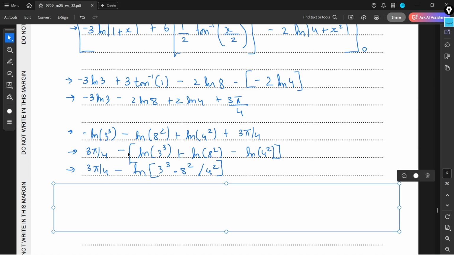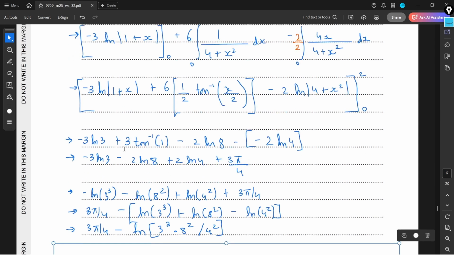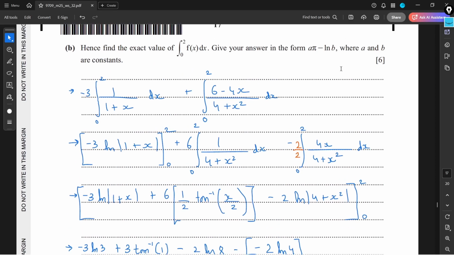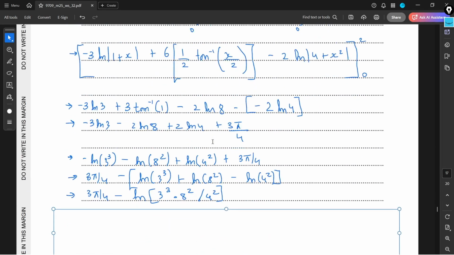So over here, that's exactly what I'm doing. Minus ln 3 cube minus ln 8 square plus ln 4 square plus 3 pi by 4. And now because I want this pi term in the front, I'm going to take this in the front. And then I'm taking the minus sign in common because in the question itself, we wanted a minus sign in front of ln. And then I'm just clubbing out the stuff over here.